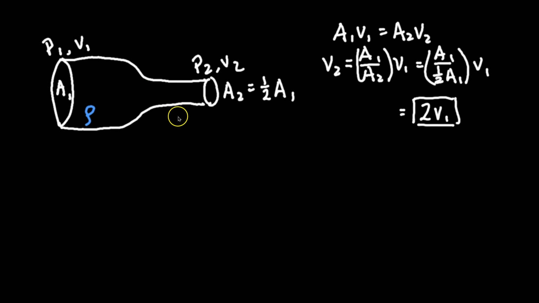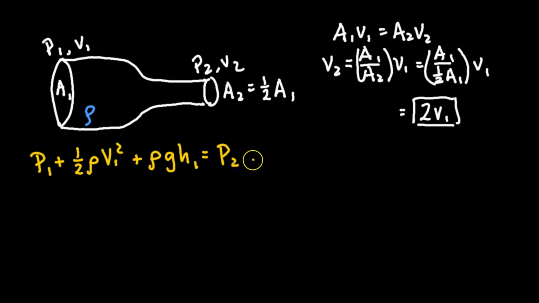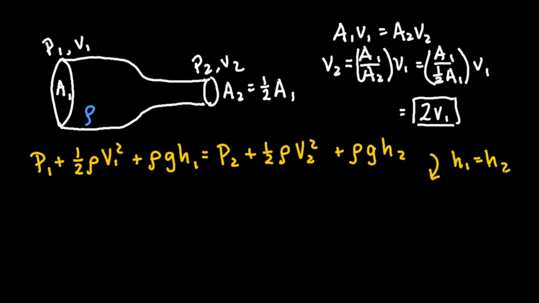Next, we're going to look at the pressure difference between P1 and P2. So basically, we're going to calculate P2 minus P1 in terms of rho and V1. We're going to do this by using Bernoulli's equation, which states that P1 plus 1 over 2 rho V1 squared plus rho G H1 is equal to P2 plus 1 over 2 rho V2 squared plus rho G H2. You'll notice that this is a horizontal pipe, so H1 is equal to H2. We measure H to be the center line of the pipe. Because H1 is equal to H2, the rho G H1 cancels out the rho G H2.